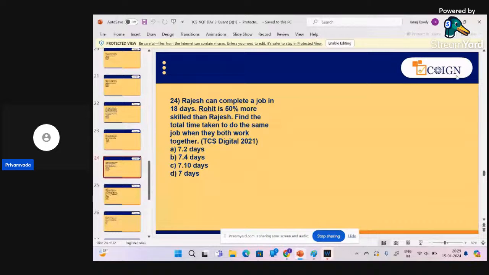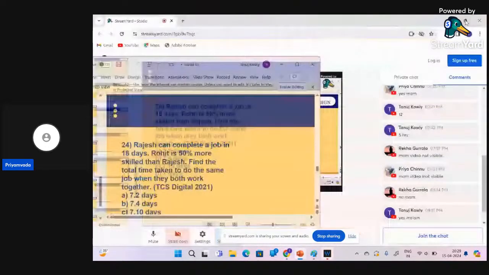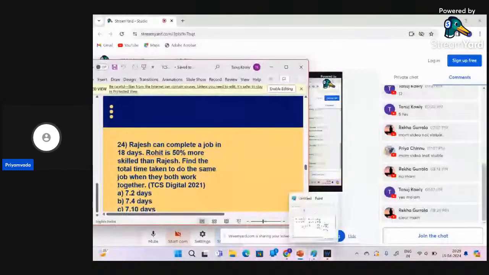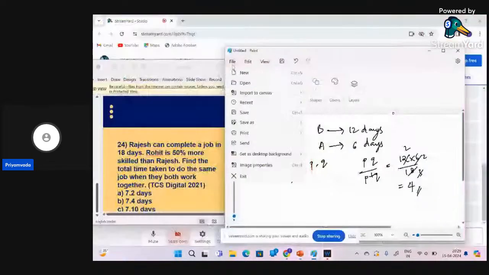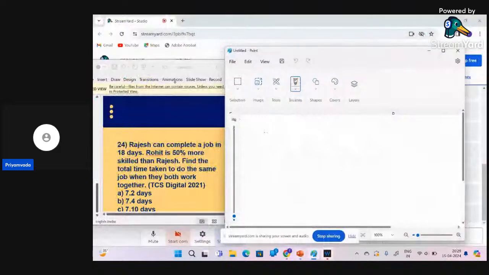Right? Okay. They have given that Rohit is 50% more efficient. More skilled means more efficient, right? So we'll be using the concept of percentages here. Let me explain. Rajesh can complete a work in 18 days, right? And here it is given in percentages, right?